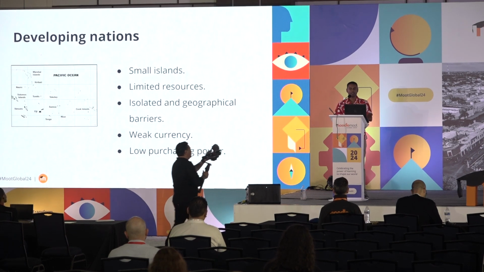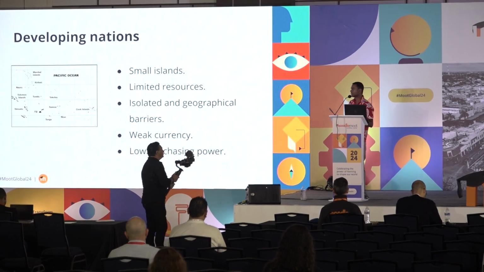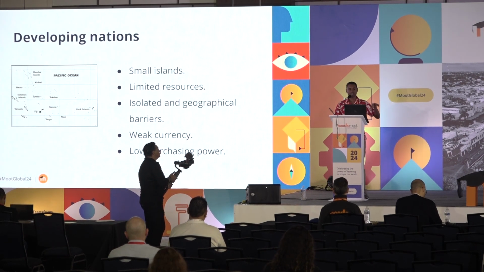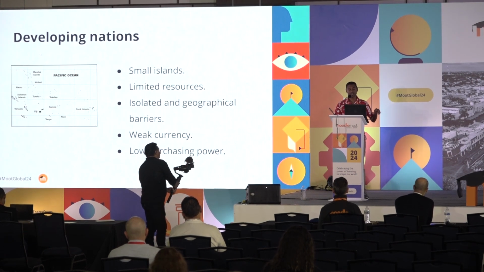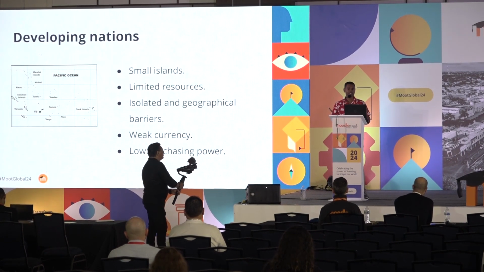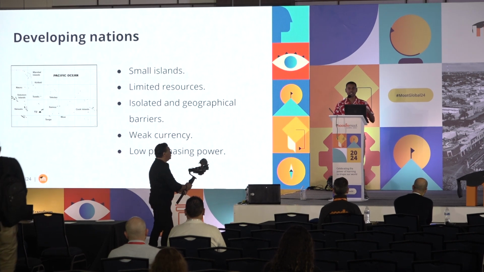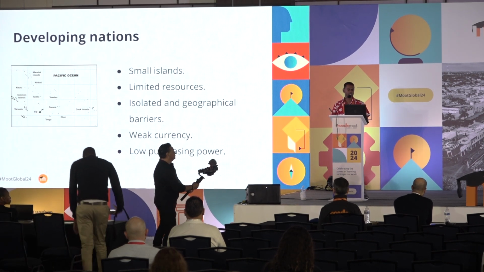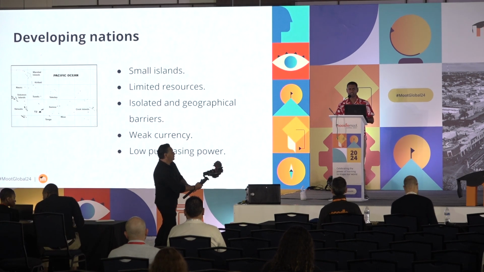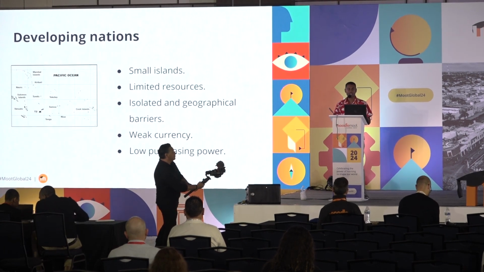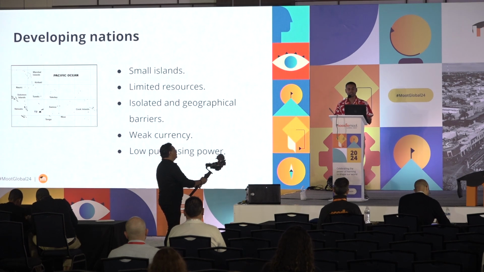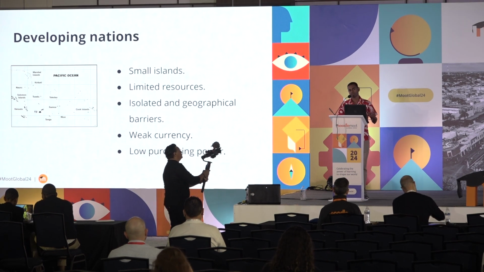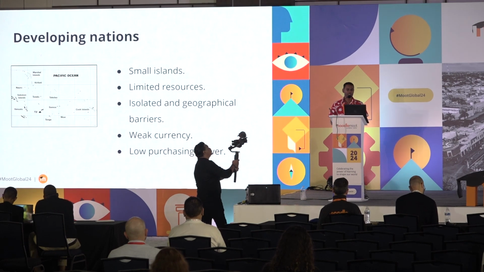So small islands, very limited resources. As you can see on the map and in the previous map, it's mostly surrounded by sea. And like I mentioned, there are hundreds of islands. In Fiji alone, we have 300 islands. So just imagine how difficult it is to connect to people, how difficult it is to reach those people. And because we are a small country, everything is expensive because of the very low purchasing power that we have. Our currency is weak. Some of the countries don't even have their own currency. They either use the US dollar, the Australian dollar, or the New Zealand dollar.